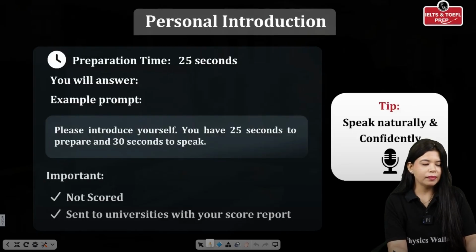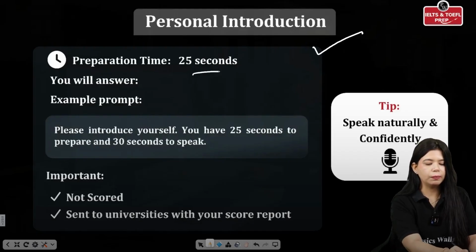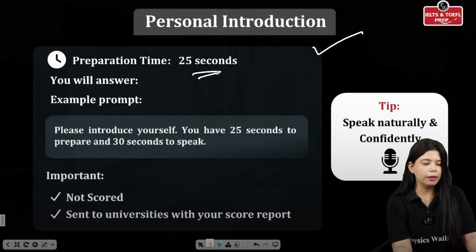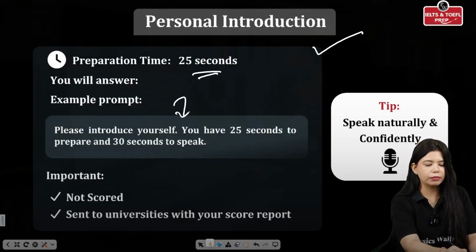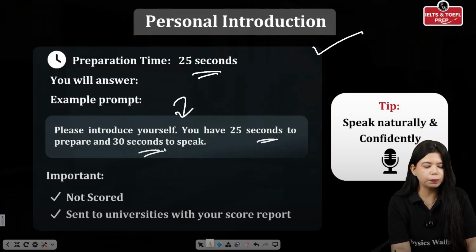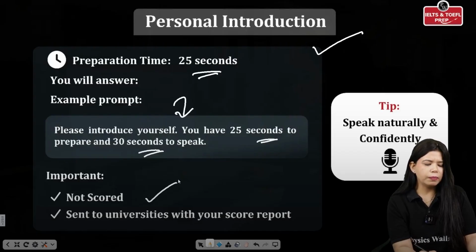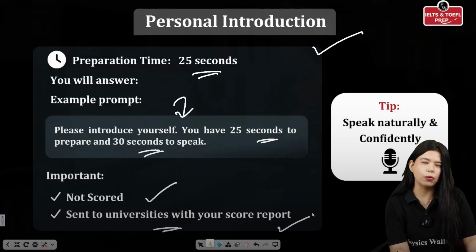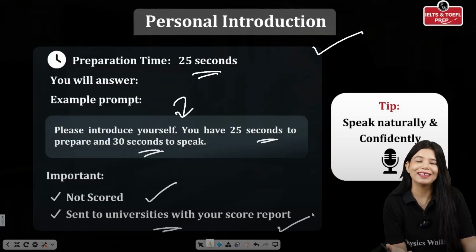Moving on. Let's talk about personal introduction. So you'll be given 25 minutes for this question type, and you have to answer something like this. You will see this kind of prompt which says, please introduce yourself. You have 25 seconds to prepare and 30 seconds to speak. It's just important to understand that this question type is not scored, but yes, your answer will be sent to various universities along with your score report. All you need to do is just be natural, calm, composed, and confident when it comes to personal introduction, and you can actually prepare it in advance very nicely, since you know ki ye to aane wala hai exam mein.